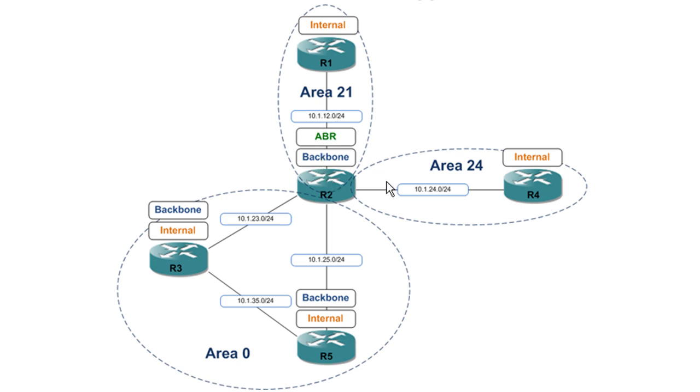So just by definition, anytime you have an ABR, an area border router, because at least one interface has to be in the backbone area, which is area 0, if you have an ABR, it's automatically going to be a backbone router. So let's pop on over to the CLI and see what's going on now.